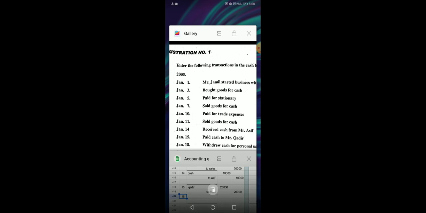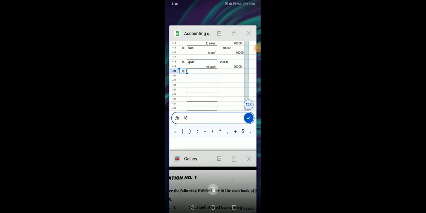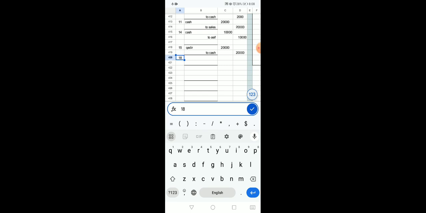And now let's see what 18 is saying. Withdraw cash for personal use. If somebody is drawing cash from the business, it means cash is going out. Cash is going out, meaning cash is decreasing, or cash in hand is decreasing. Cash in hand is your asset. Asset is decreasing. Decrease in asset should be mentioned on the credit side. So you will mention the name of cash on the credit side.